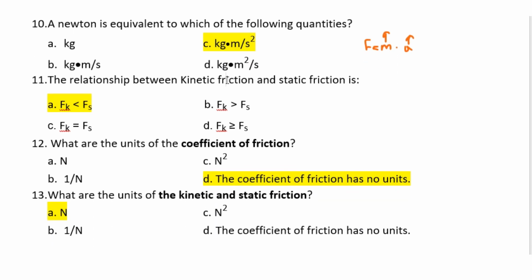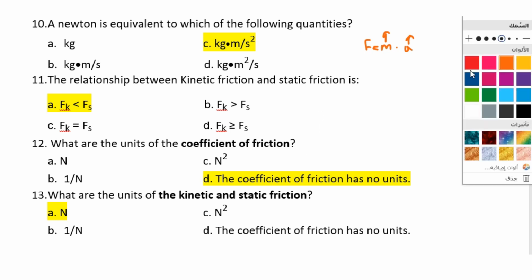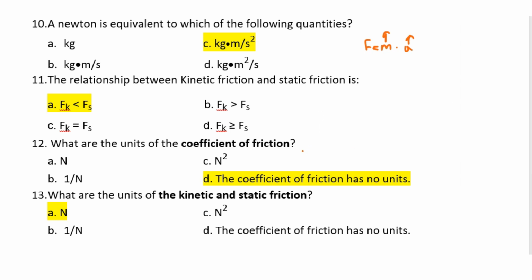Okay, the relationship between kinetic and static friction. So always static friction is more than kinetic friction. So A. What are the units of coefficient of friction? Coefficient, do you remember coefficient is mu? Coefficient of friction, either mu K or mu S. Both of them, there is no unit.